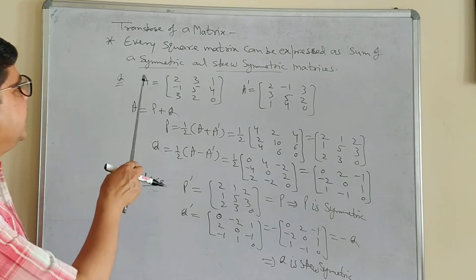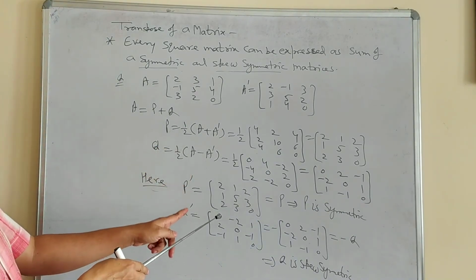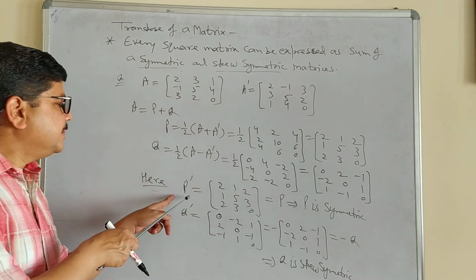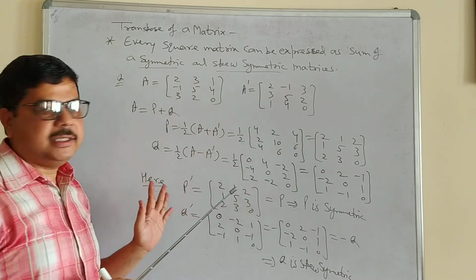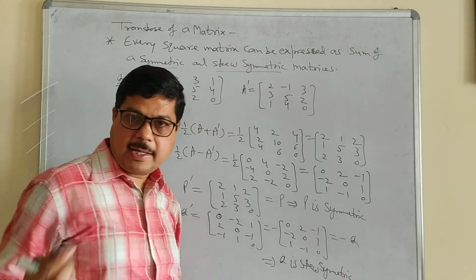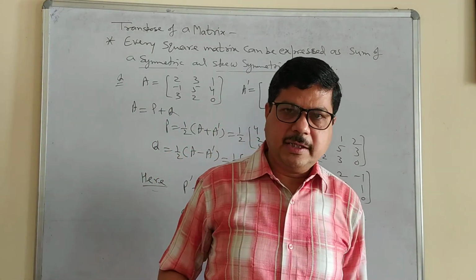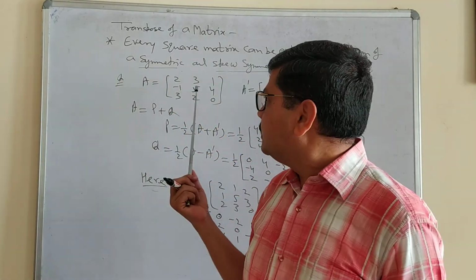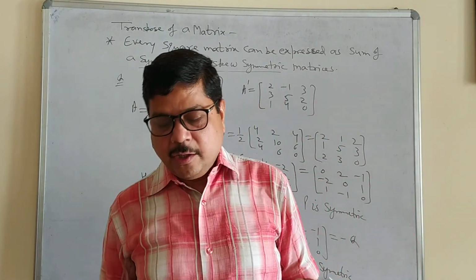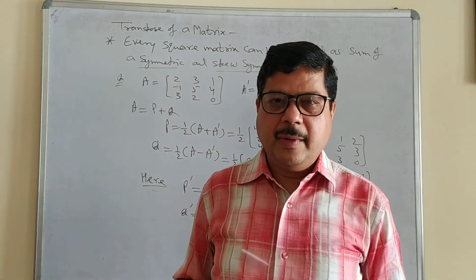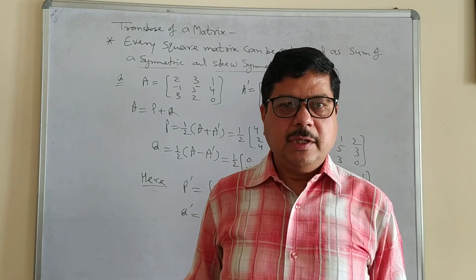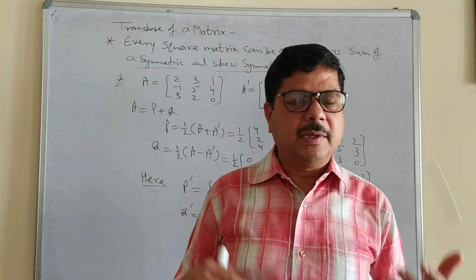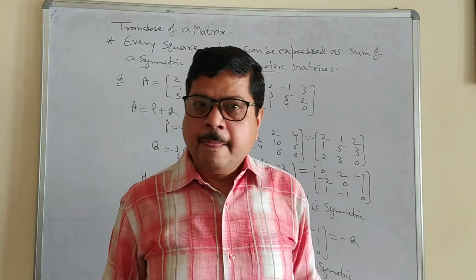So the matrix A has been expressed as the sum of two matrices P plus Q, where P is this and Q is this. Also we have shown that P is symmetric and Q is skew-symmetric. So matrix A has been expressed as the sum of two matrices in which one is symmetric and another is skew-symmetric, and that too a square matrix. So this is all about transpose of a matrix, symmetric and skew-symmetric. Based on this, there is the third exercise in the NCERT book. So solve the questions from that exercise and from other reference books, whichever you like.